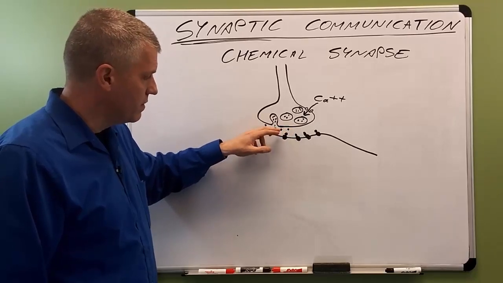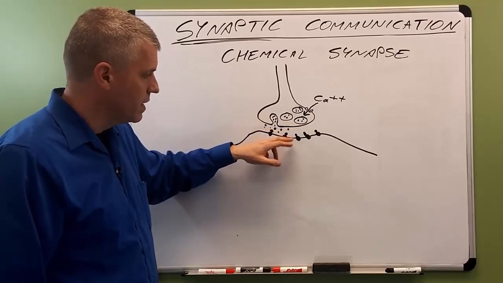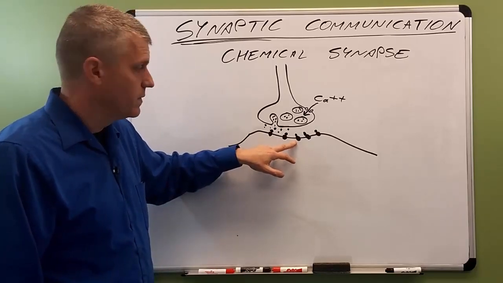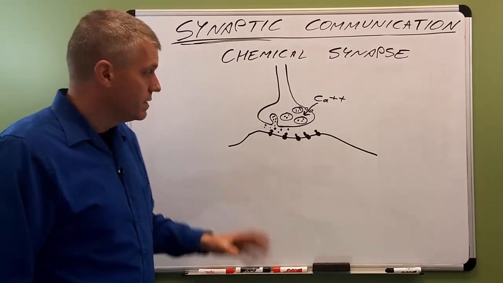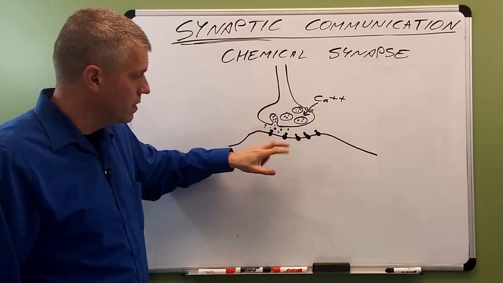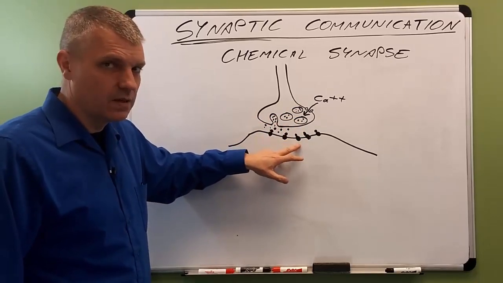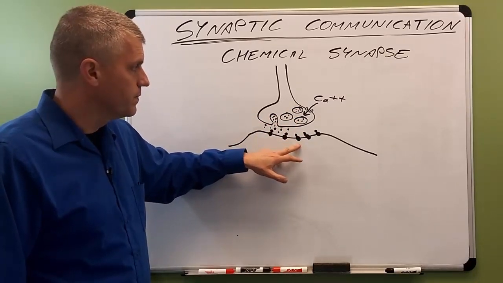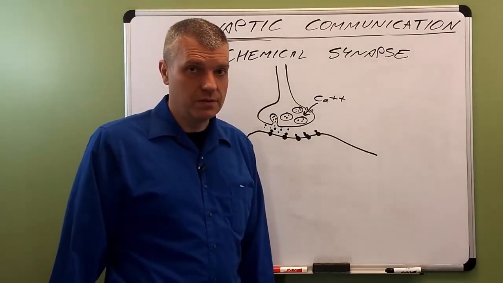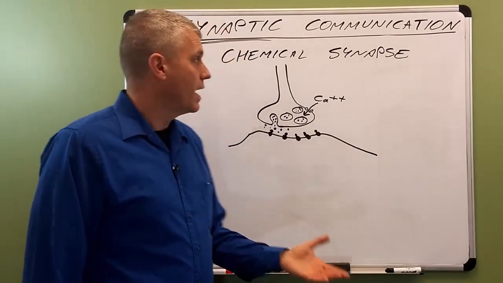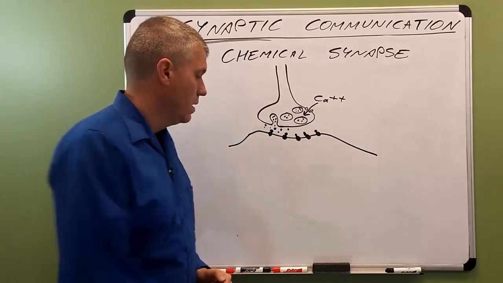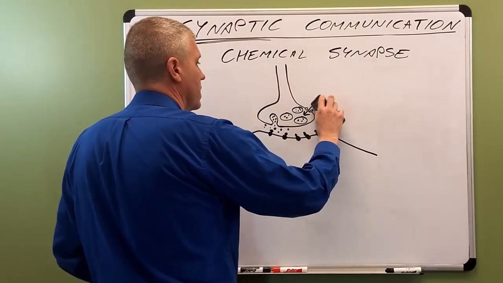The neurotransmitter then diffuses across the synaptic cleft and binds to receptors on the postsynaptic membrane. And again, what happens next depends upon what neurotransmitter it is that we're talking about here and what the particular receptor is for that neurotransmitter. And that's it. That's synaptic communication, both for the chemical synapse and for the electrical synapse that we started out with. Let's do a little bit of quizzing.